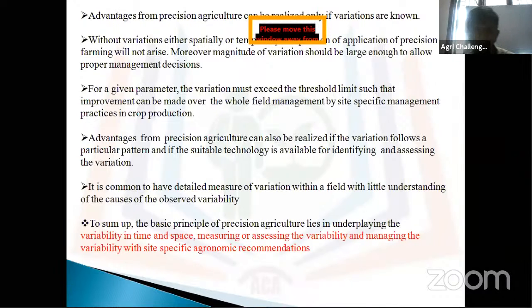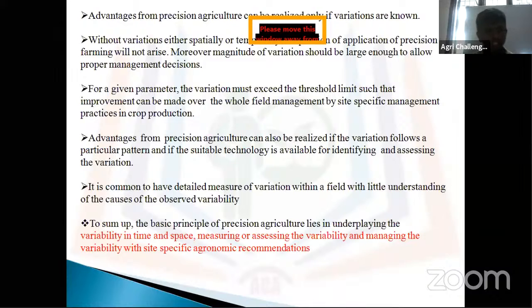It is common to have a detailed measure of variation within a field with little understanding of the cause of the observed variability. A detailed measure of variation is required within a field, and there you find that variability is there, but you also have to observe what is the cause of the variability.